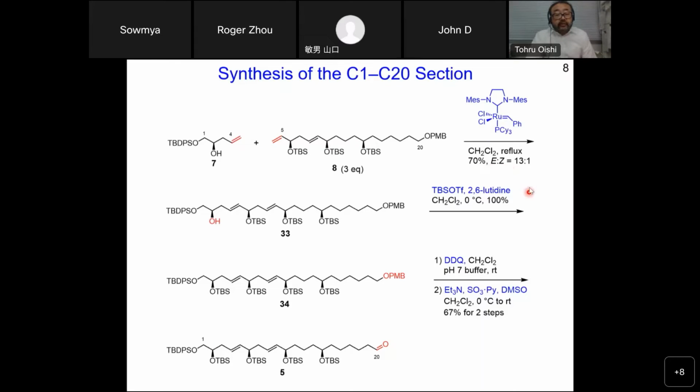So after protection of the secondary alcohol, the PMB group was removed with DDQ, and the resulting primary alcohol was oxidized by Parikh-Doering oxidation to give aldehyde 5.